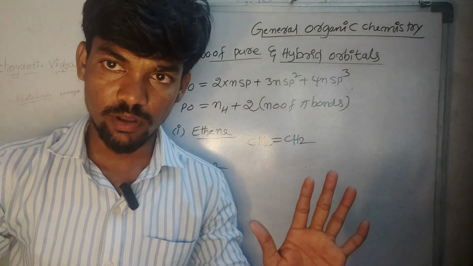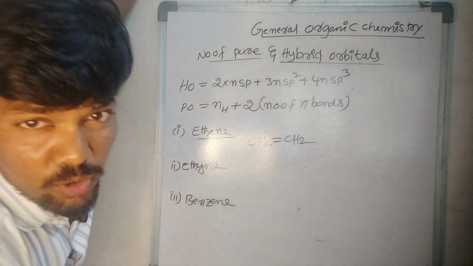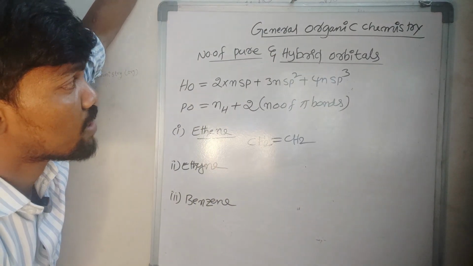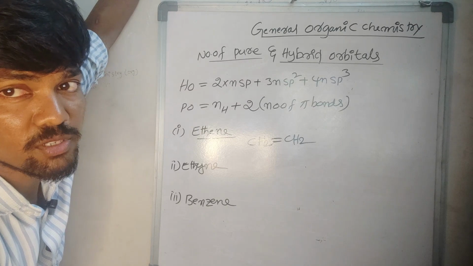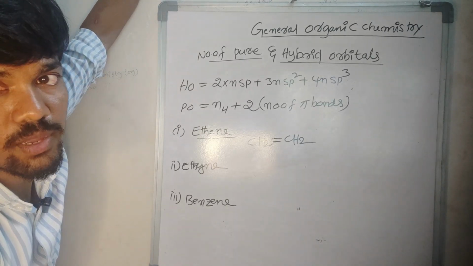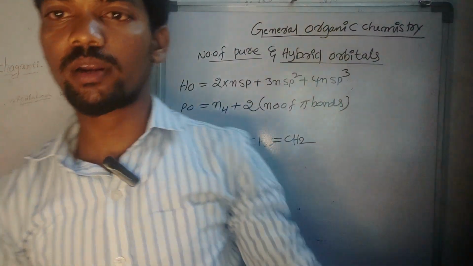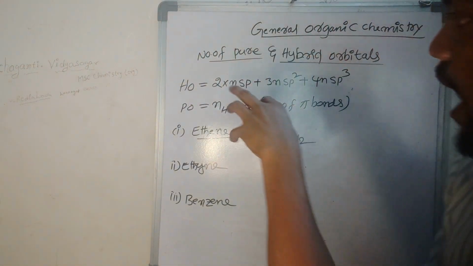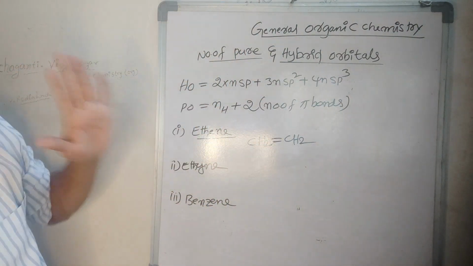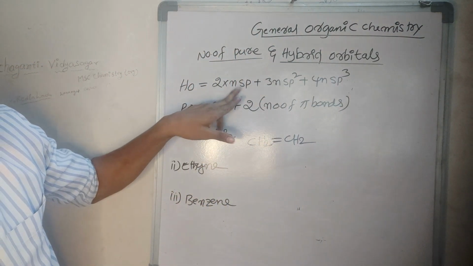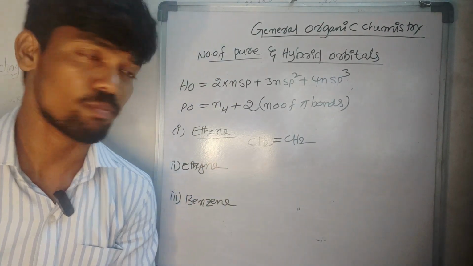Okay guys, okay friends. Next we are going to discuss how to find the number of pure and hybrid orbitals. How can you start it? Okay, so we have to go through this one. The main formula for the number of hybrid orbitals is 2 into the number of sp carbon atoms.